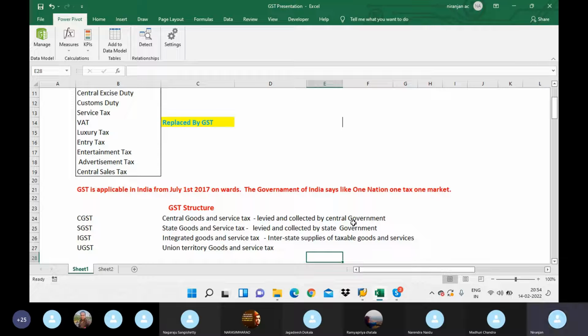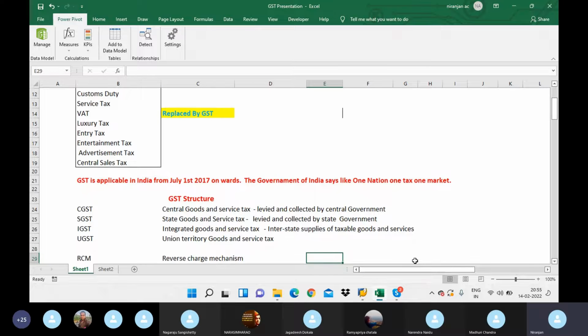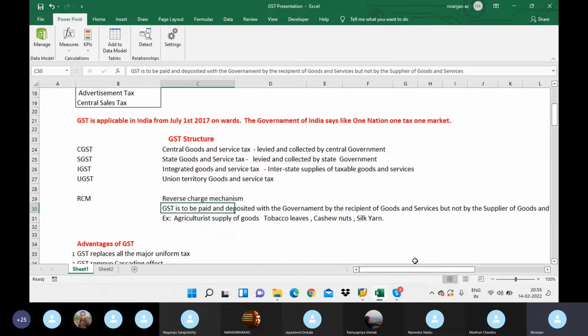The GST structure has 4 types: CGST, SGST, IGST, and UGST. CGST stands for Central Goods and Services Tax, levied and collected by the central government. SGST means State Goods and Services Tax, levied and collected by the state government. IGST stands for Integrated Goods and Services Tax, on the integrated supply of goods and services, collected by the central government. And UGST is nothing but Union Territory tax, which applies in the Union Territories of India.